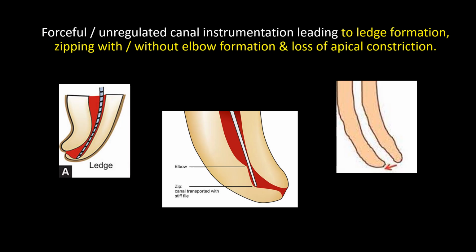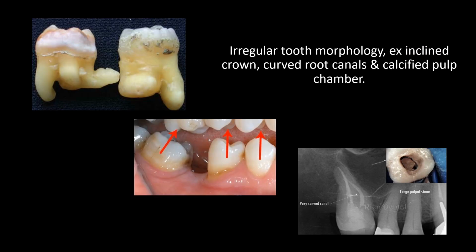Forceful or unregulated canal instrumentation leading to ledge formation, zipping with or without elbow formation and loss of apical constriction. Irregular tooth morphology, tilted crown, curved root canals and calcified pulp chamber.